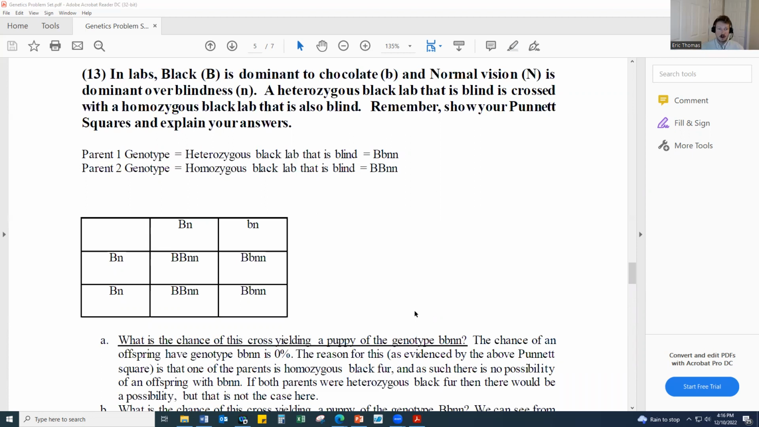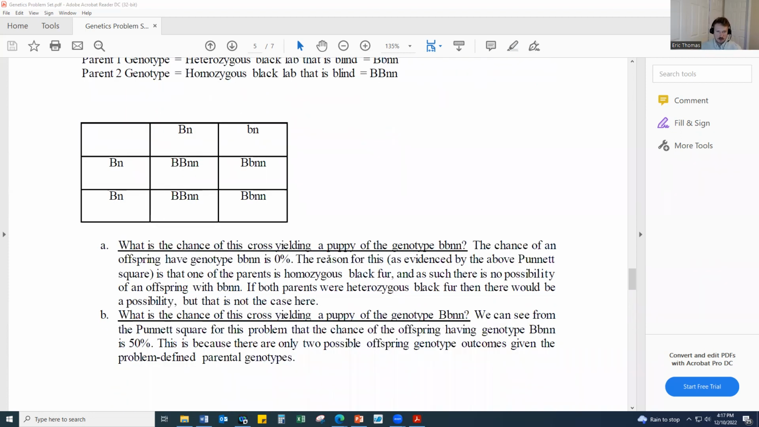And I like to write it out. As you can see here, this has got to be the genotype of parent one, and this has to be the genotype of parent two. This is simply determined by the information given in the question. Once we know these two things, we can run the Punnett squares. Once we have the Punnett square, we can answer the question.